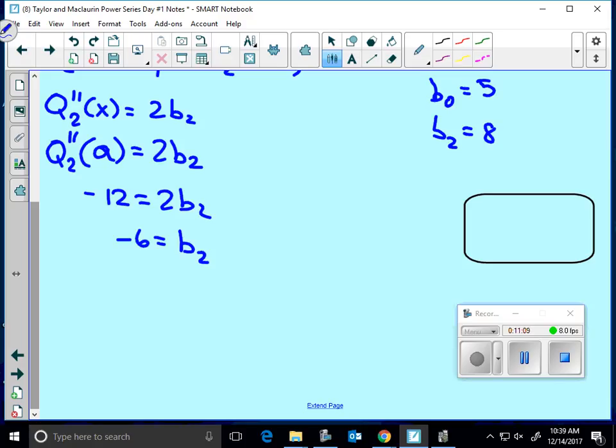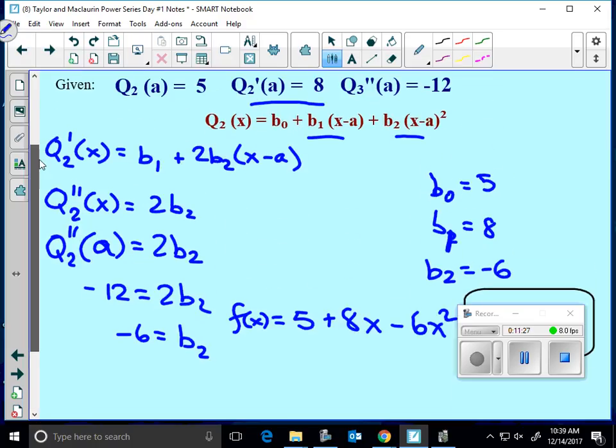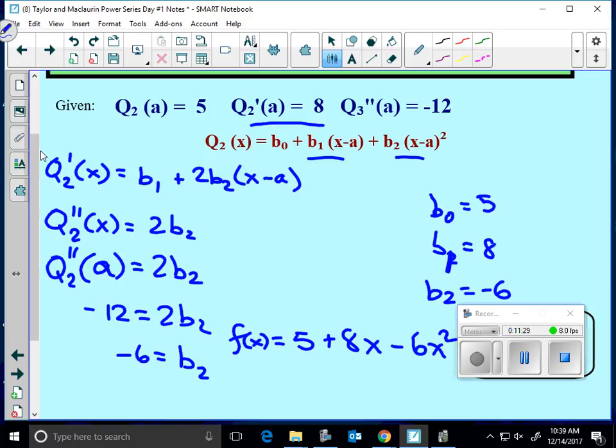So now I have my polynomial. Is that b2? Yeah, this should be b1. So b2 should equal negative 6. So I have a polynomial. It's 5 plus 8x minus 6x squared. That would be a polynomial that would represent these clues right here. Okay, so I'm going to skip to the formal proof on this in just a moment here.